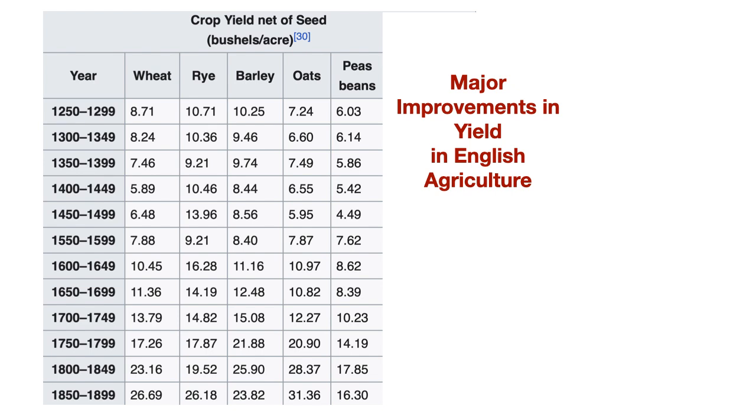So you can see by 1800, we've got over 20 bushels per acre, and that's before you get the real modern developments in fertilizer and the like, which comes in the second half of the 19th century. But you can see those are significant increases, and we can see it for all the crops here.